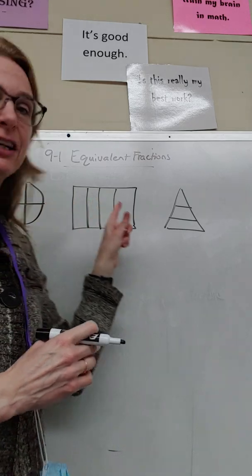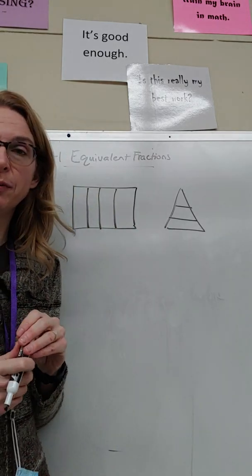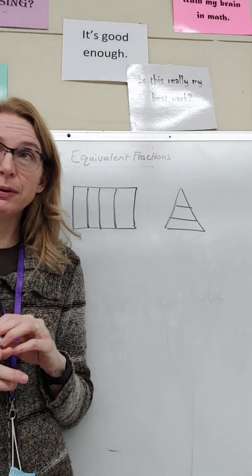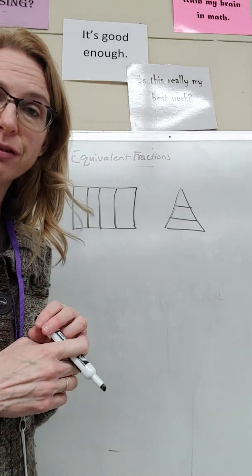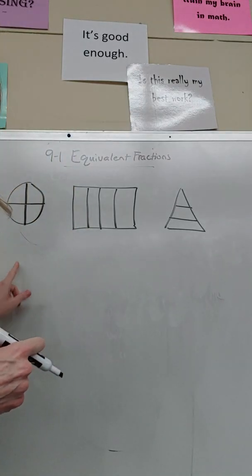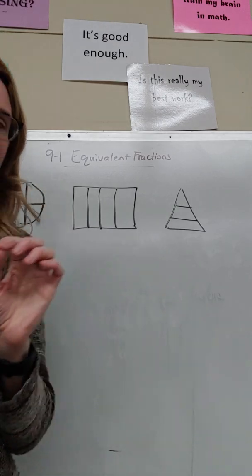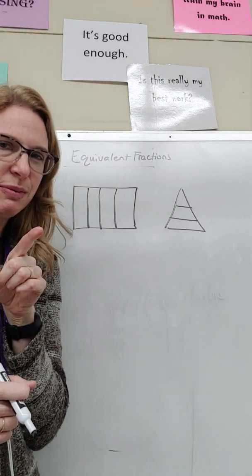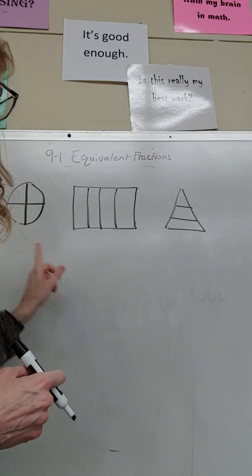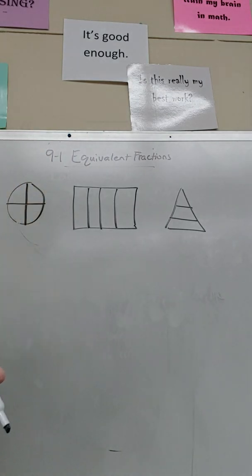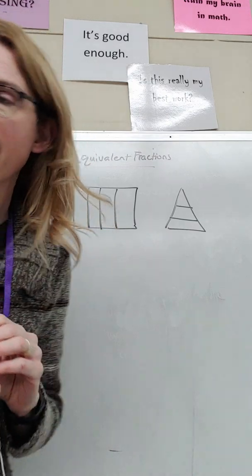9-1 equivalent fractions. So get that copied in your notebook and open up to that page in your textbook. And I've got a few pictures here for you to copy. So copy these 3 pictures. Try to copy them just like I have them. That's going to be pretty important. So try your best to copy them just like I have them in your notebook, and we're going to talk about them. So if you need to pause and do that, go ahead and do that.